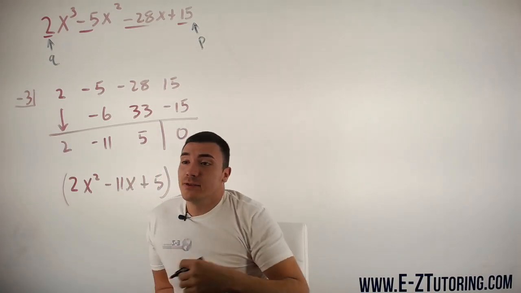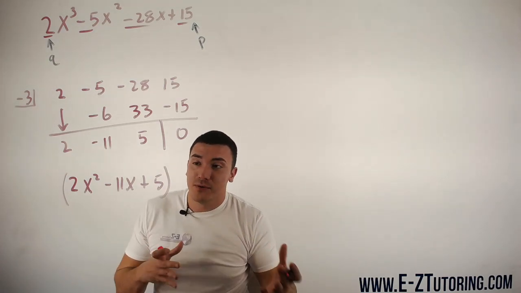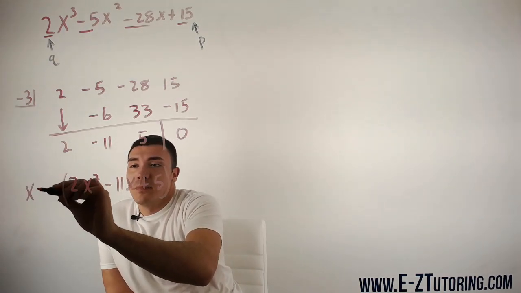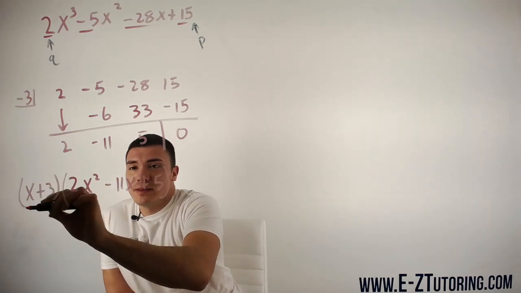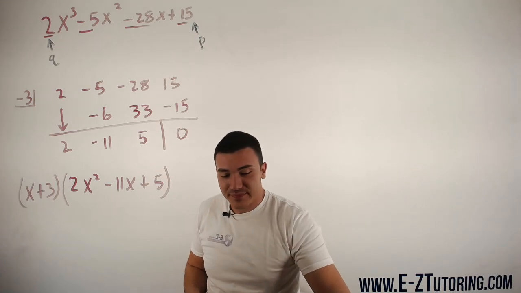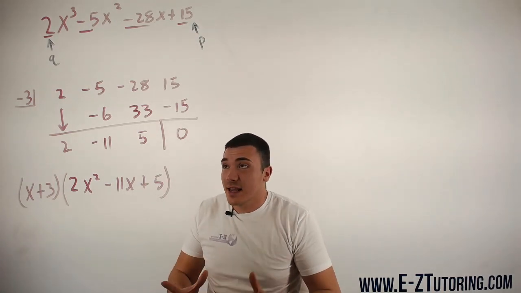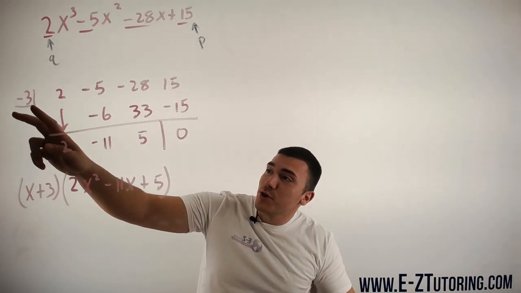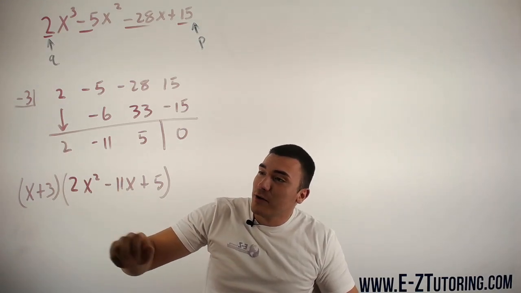And the -3 as a 0, all you do is you change the sign and put it as a binomial. So it's x plus 3 times that. So far we've got one factor of x plus 3. And like I said, can't stress this enough, you must change the sign when putting it in binomial form.